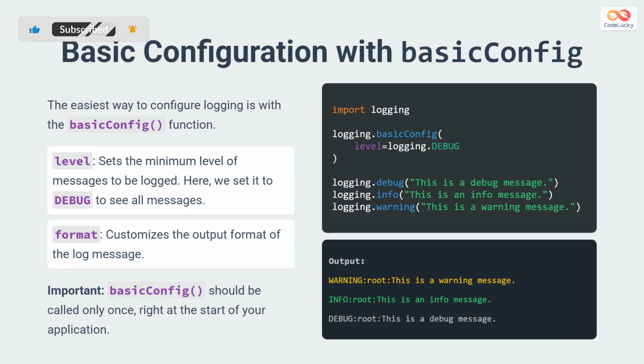The easiest way to set up logging is with the basicConfig function. You can use it to set the minimum level of messages to record. For instance, setting the level to debug will ensure that messages of all severity levels are captured. It's important to remember that basicConfig should be called only once, right at the beginning of your script.